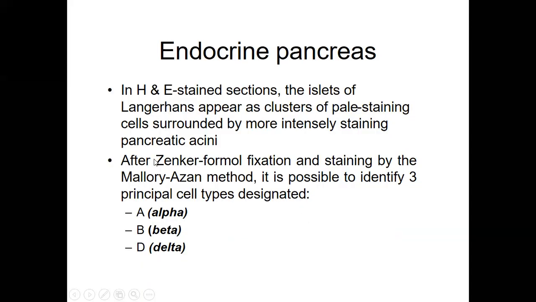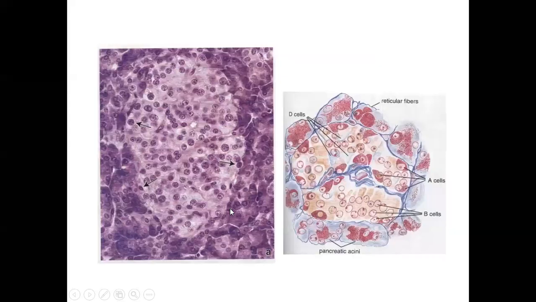After applying Zenker formal fixation and staining by the Mallory azan method, you can identify the three principal cells: the alpha cell, beta cell, and delta cell. You can see here, this is the alpha cell, this is the beta cell, and this is the delta cell, in blue color. This is the islet of Langerhans.